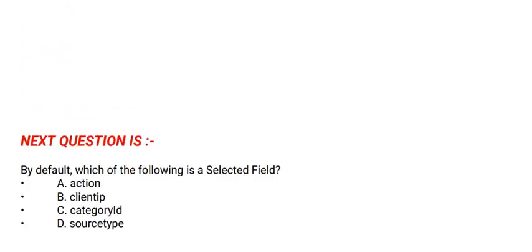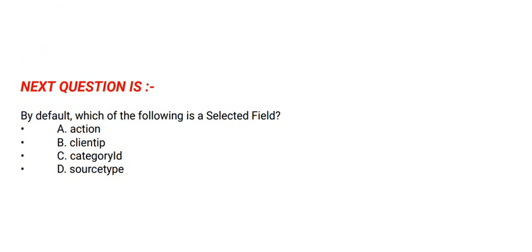The correct option is option D. Next question is, by default, which of the following is a selected field? Options are: Option A, action. Option B, clientip. Option C, categoryId. And option D, sourcetype.